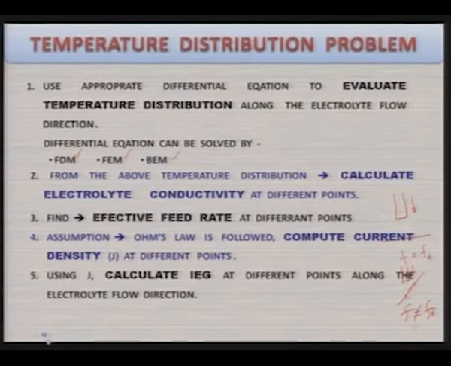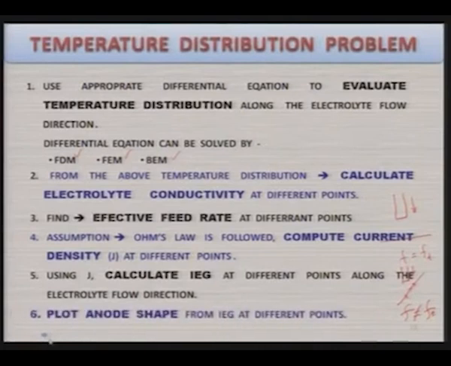Using J, after calculating the current density, calculate the inter-electrode gap at different points along the electrolyte flow direction, and this may be for any shape of the workpiece. And after finding out the inter-electrode gap at different points, plot the anode shape by joining these inter-electrode gap points.